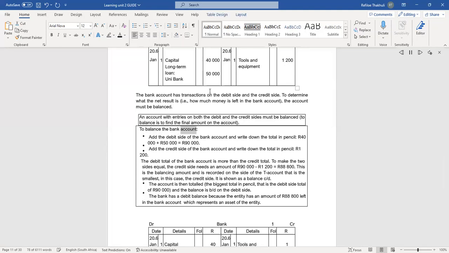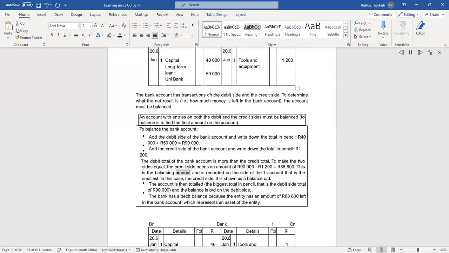To balance the bank account, add the debit side of the bank account and write down the total in pencil. R40,000 plus R50,000 equals R90,000. Add the credit side of the bank account and write down the total in pencil, R1,200. The debit total of the bank account is more than the credit total. To make the two sides equal, the credit side needs an amount of R90,000 minus R1,200, which equals R88,800.